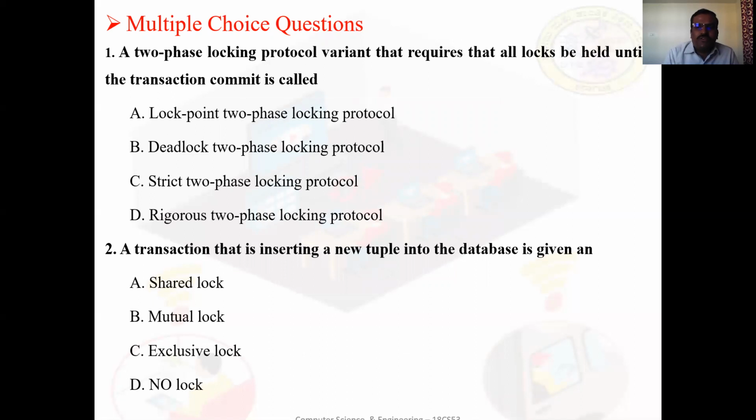Next, test multiple choice questions. First question: a two-phase locking protocol variant that requires that all locks be held until the transaction commits is called: A, lock point two-phase locking protocol, B, deadlock two-phase locking protocol, C, strict two-phase locking protocol, D, rigorous two-phase locking protocol. Answer is D, rigorous two-phase locking protocol.